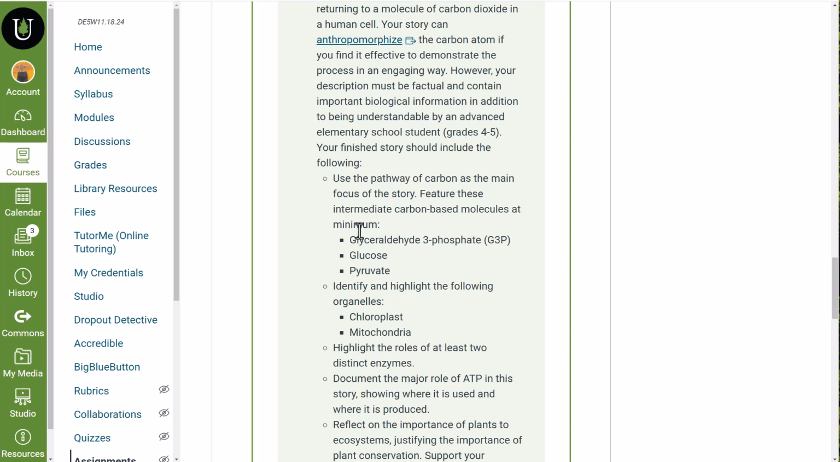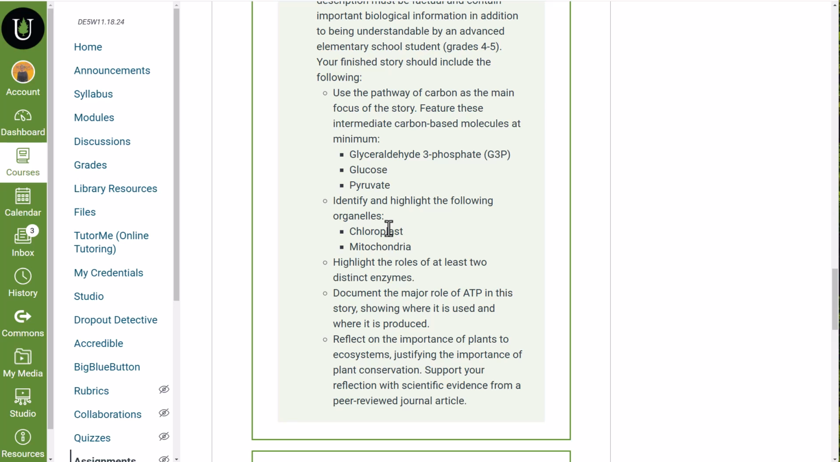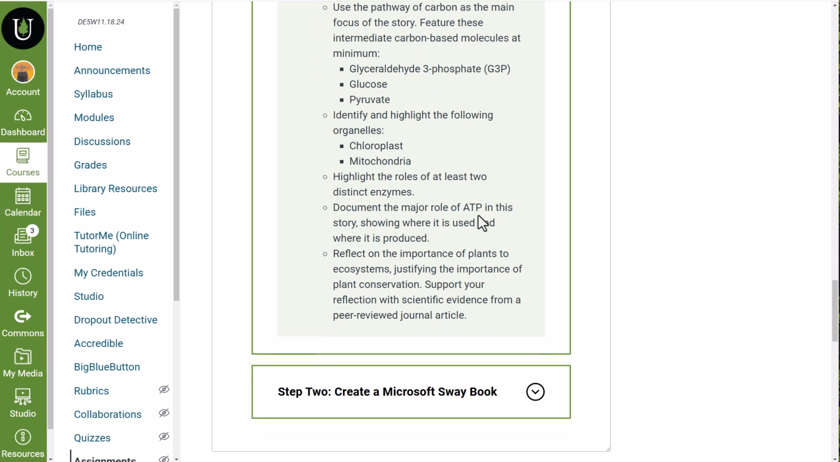You want to make sure that you feature these molecules. You also feature the organelles. You're going to highlight 2 enzymes that are important to these pathways. You're going to describe ATP and why it's important. And then you're also going to reflect on the importance of plants to ecosystems, primarily trying to justify conservation of plants. Why do we need plants? You are also going to support your reflection here with some evidence from a peer-reviewed journal article.